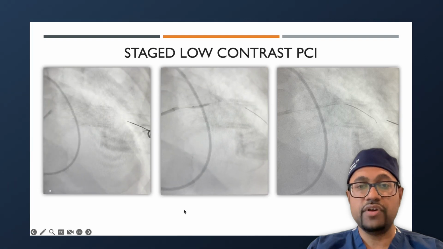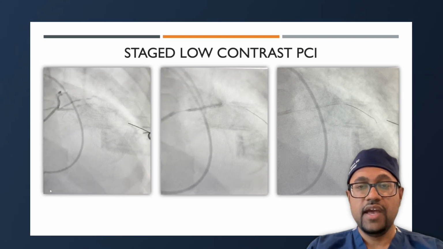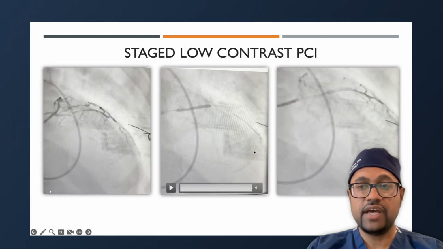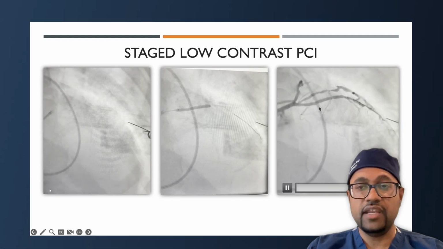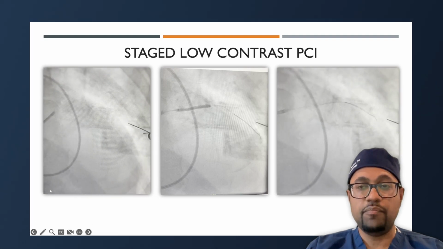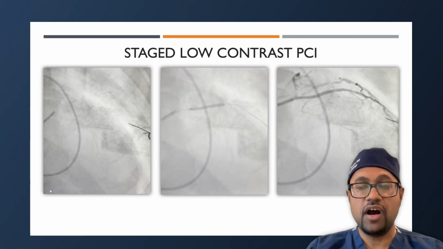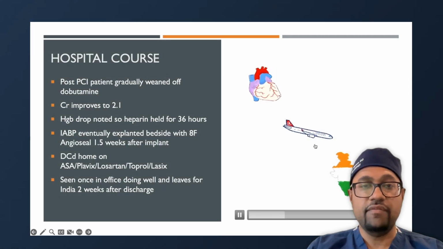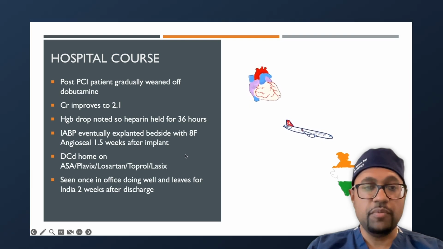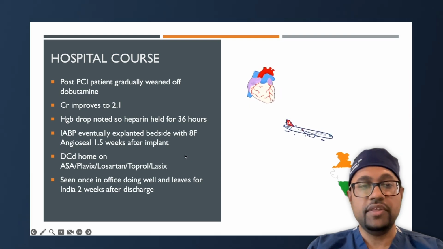So I did something called low contrast PCI, where basically I take a very limited amount of pictures. I base everything on intravascular ultrasound, and I was able to deploy a stent and improve significant flow to that diagonal branch, which was just enough blood flow to get this patient off of the balloon pump and off of the dobutamine. So the patient does well. They had a little bit of hemoglobin issues, to be expected. We were able to get them off of the balloon pump, and they were discharged home about 2 weeks after this presentation on optimal medical therapy.